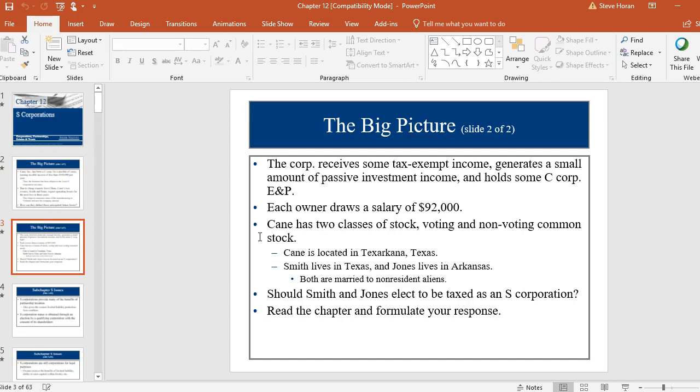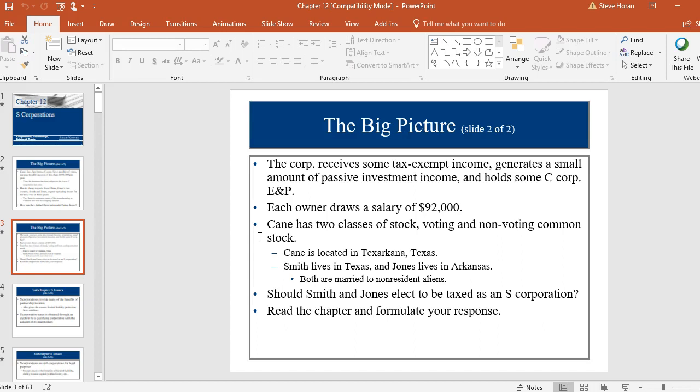The corporation also receives some tax-exempt income, generates a small amount of passive investment income, what they call PII, and holds some C Corp E and P. Remember, that stood for earnings and profits, loosely the same as retained earnings. Each owner draws a salary of 92. It has 2 classes of stock, a voting and non-voting common.